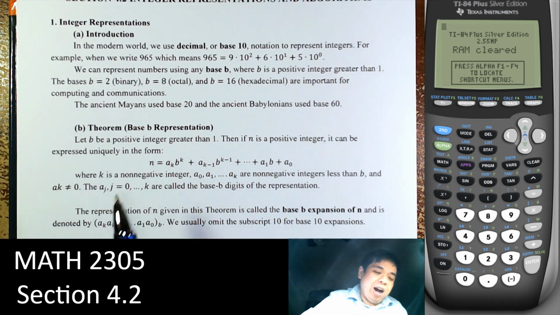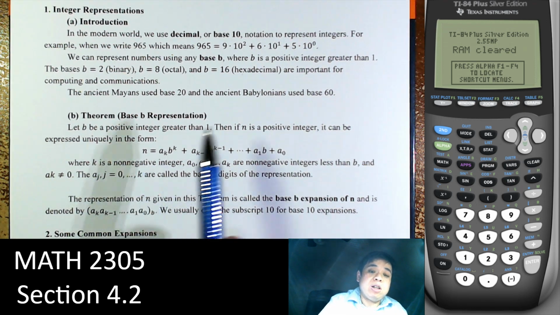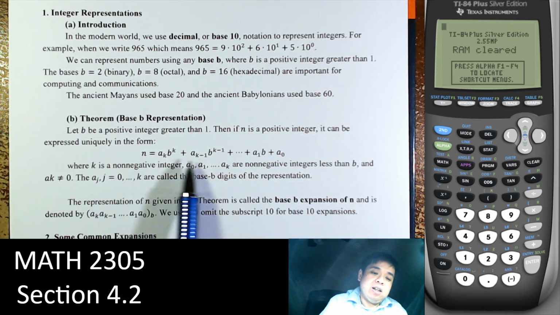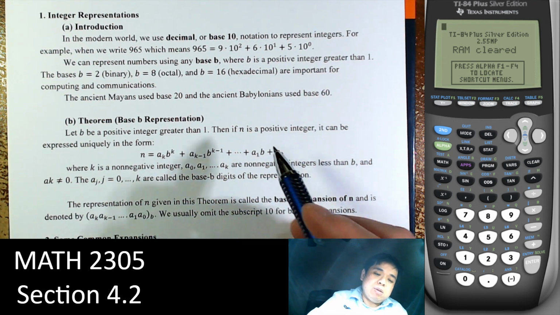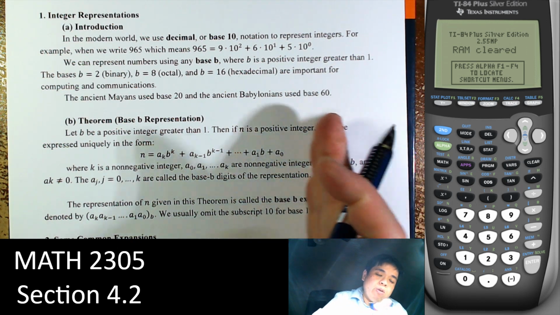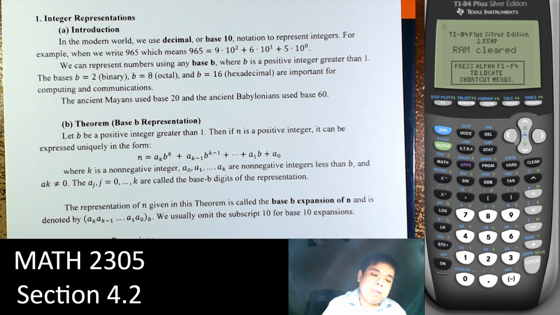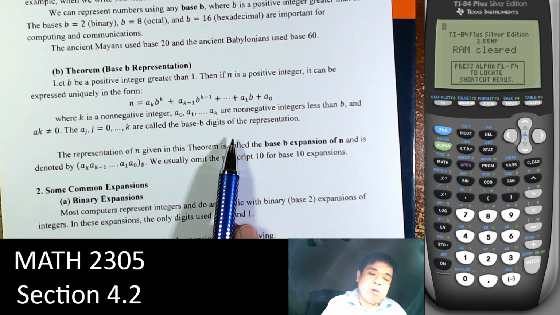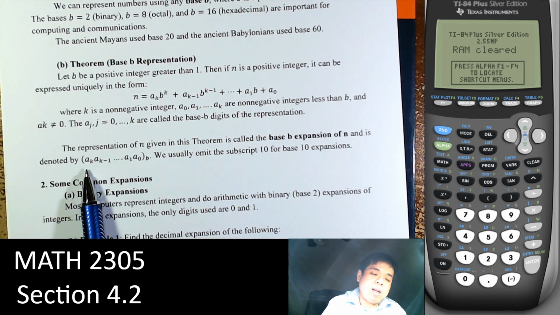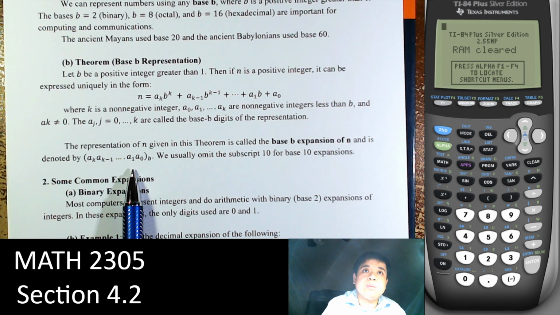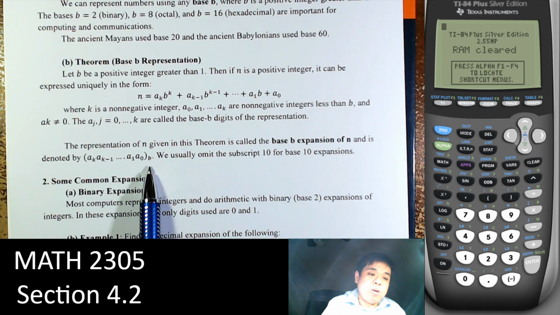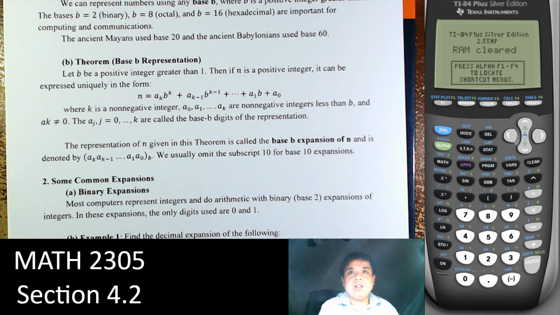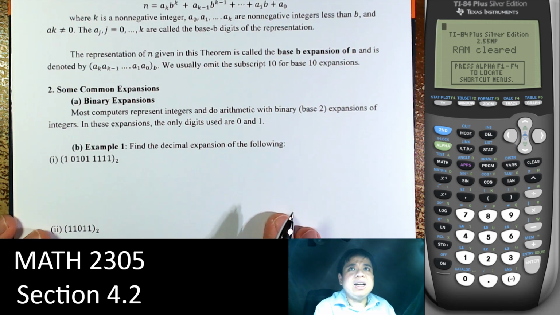Anyway, so base b representation. Let's just do it like what we have: the last digit times b to the 0 power, and then going forward up to the k. It's called the base b digit representation. We write it with these coefficients. If it is base 10, we don't really need to write the base, because that's just the decimal system, the normal system.